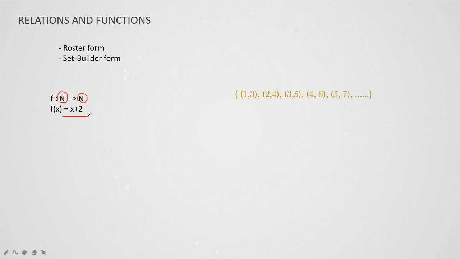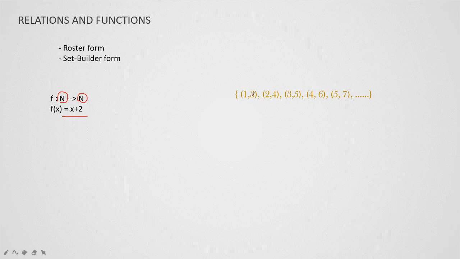Now relations and functions. So relations, all these things, we can represent in two forms. Same thing like we did in sets, that is roster form and set builder form. Roster form will be like this. For example, if this is my function, what is this? Domain natural numbers, codomain also natural numbers, function is x plus 2. So I can write it like this: 1→3, 2→4, 3→5, 4→6, 5→7.